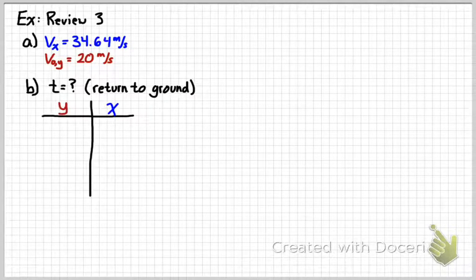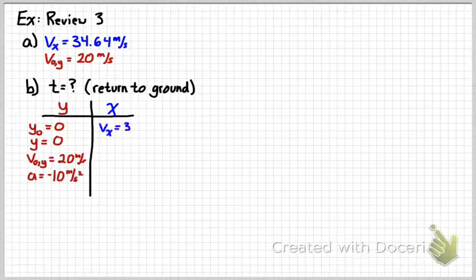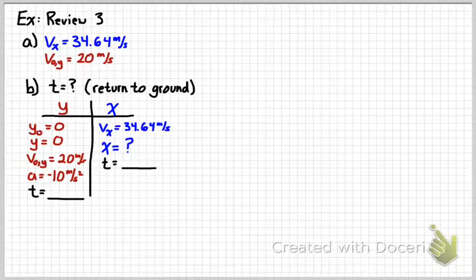So setting up our table, those are all of our givens. Before we can figure out what the x is, we have to find the time first. Since I've got a question mark on the x side, I'm going to use the y side to find my time.